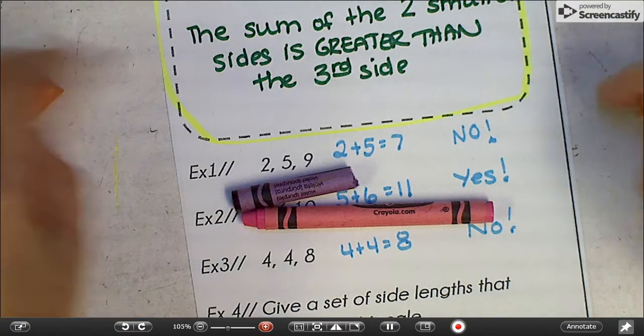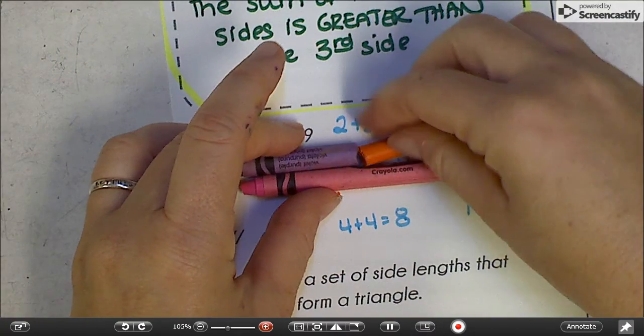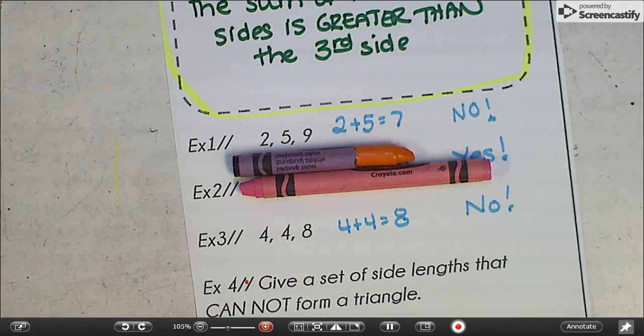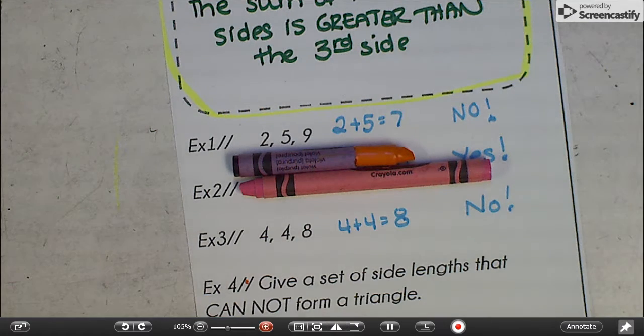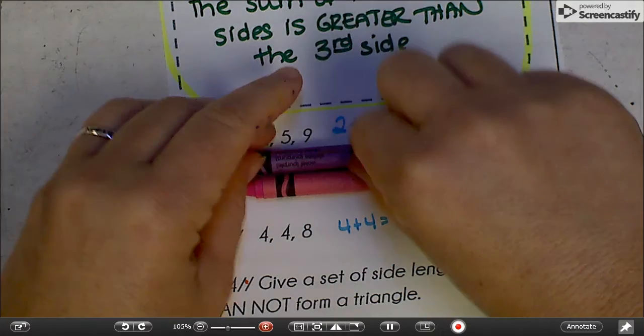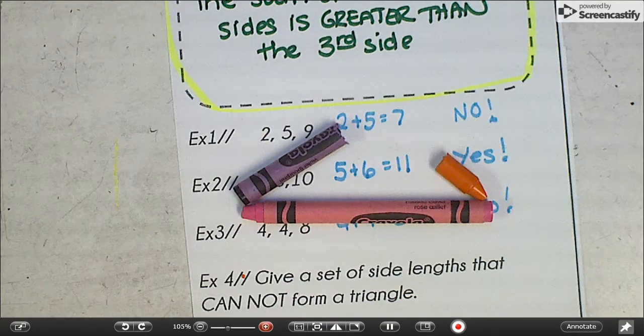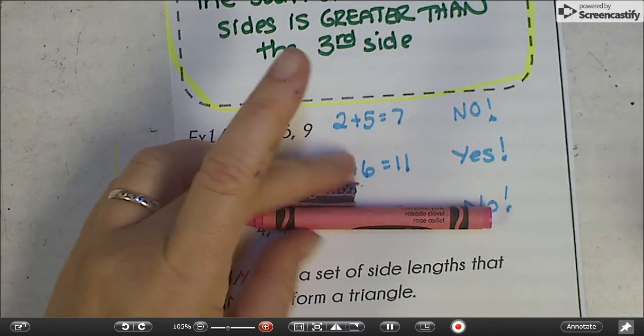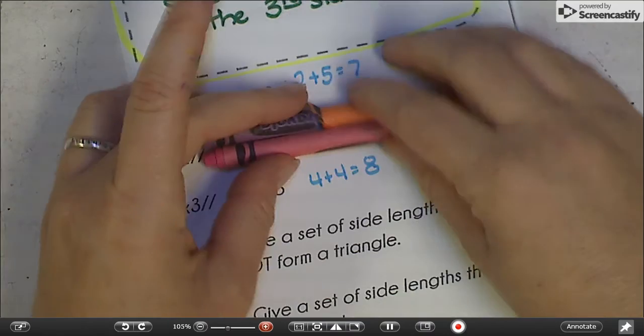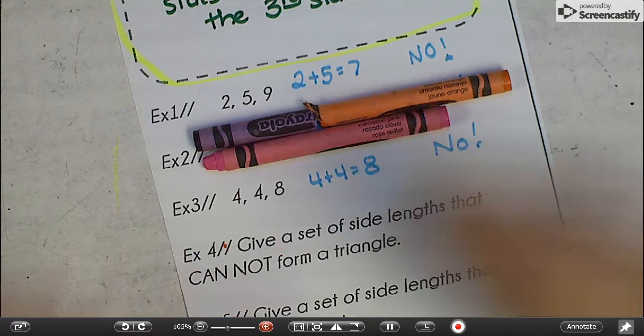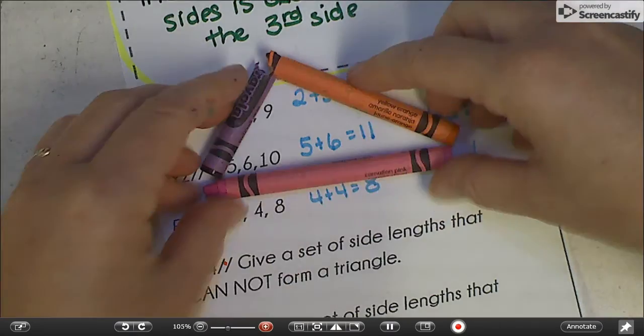But watch this. If you have two that do not add up, this is a sum, right, when I put them together. If the two shorter ones don't add up to the longer one, then can you even possibly make a triangle? No, they won't reach each other. If you have two and they end up longer than the third side, then yes, you can make a triangle. So do you see the difference?